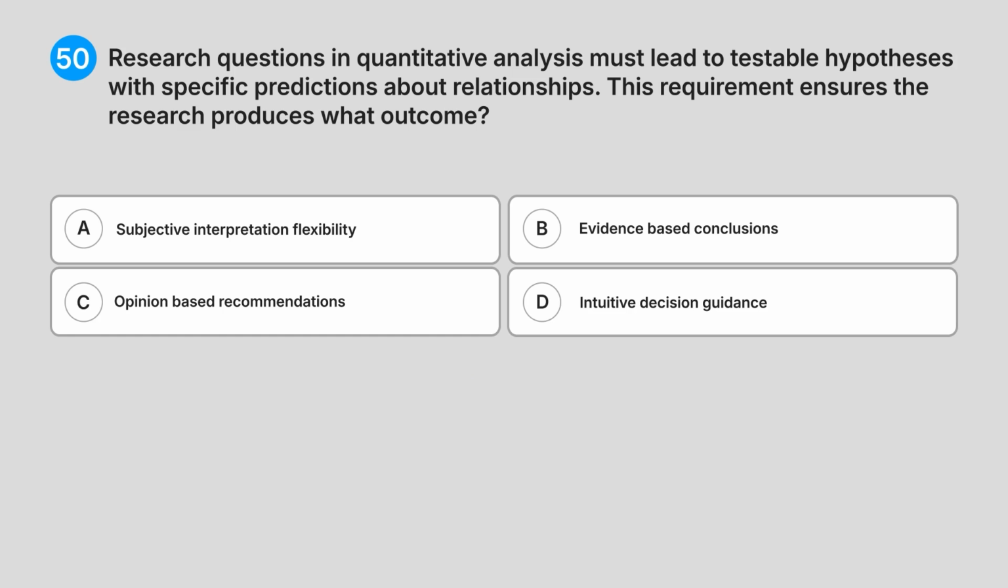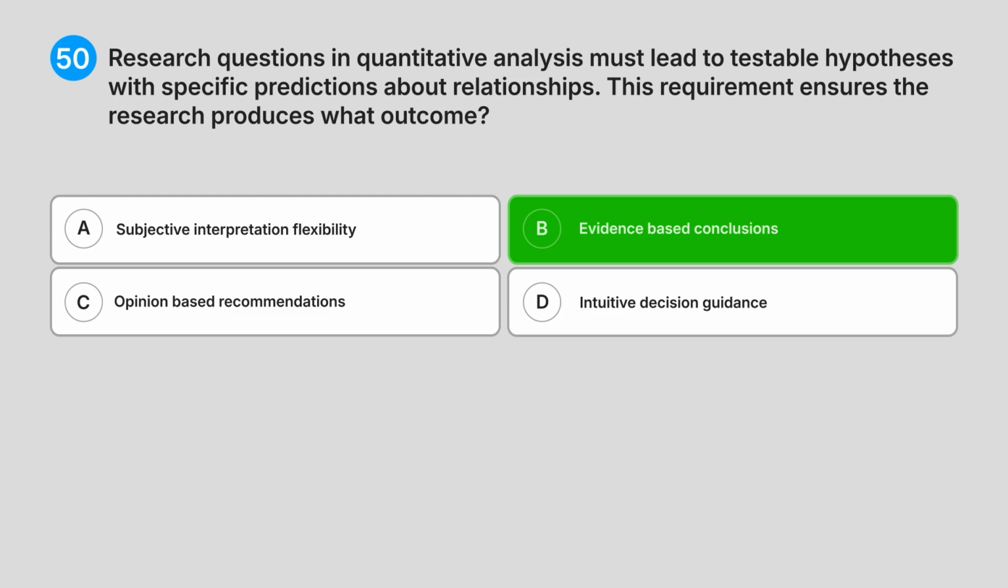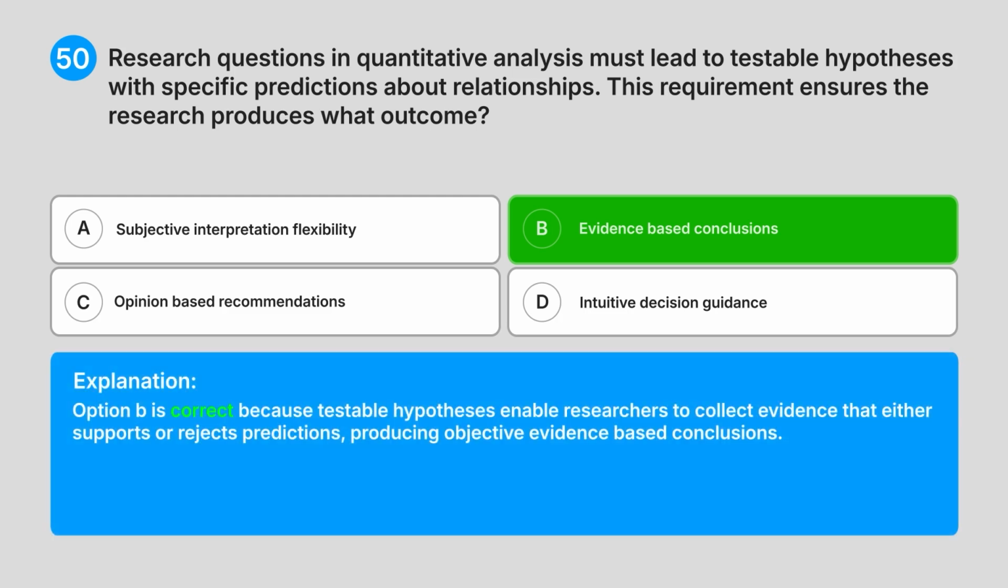Correct answer, B. Evidence-based conclusions. Explanation. Option B is correct because testable hypotheses enable researchers to collect evidence that either supports or rejects predictions, producing objective evidence-based conclusions.